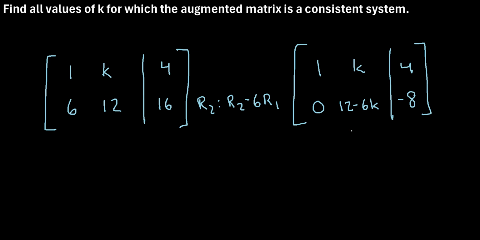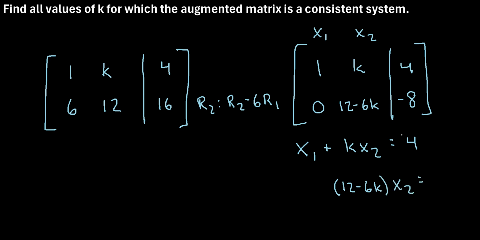Now, once we have the matrix in row echelon form like this, we can imagine that this first column represents the coefficients for some variable, we'll call it x1, and this second column represents the coefficients for another variable, x2. We could write these two equations like this: x1 plus k times x2 is equal to 4. And the second equation would be 0 times x1, so we don't even have to write that, plus 12 minus 6k times x2, so we get (12 minus 6k) times x2 is equal to negative 8. Notice that if we can solve for x2 in this second equation, then we can plug that into x2 right here and figure out what x1 is.